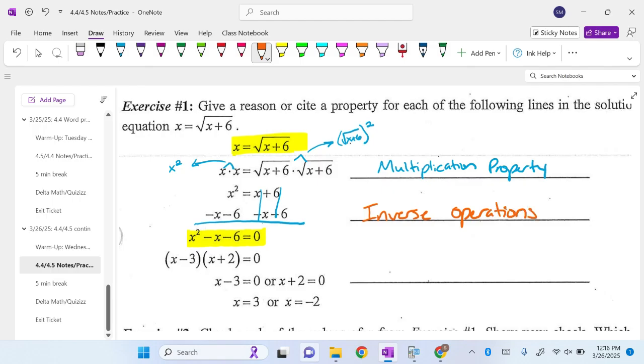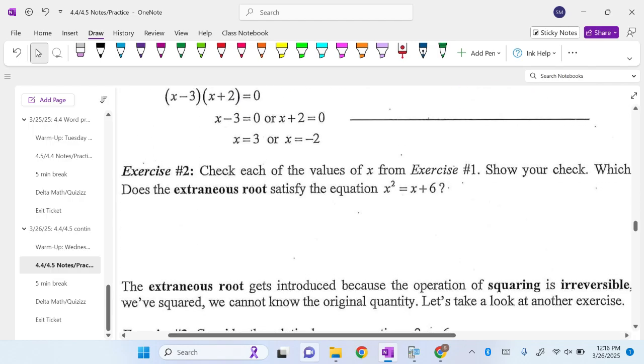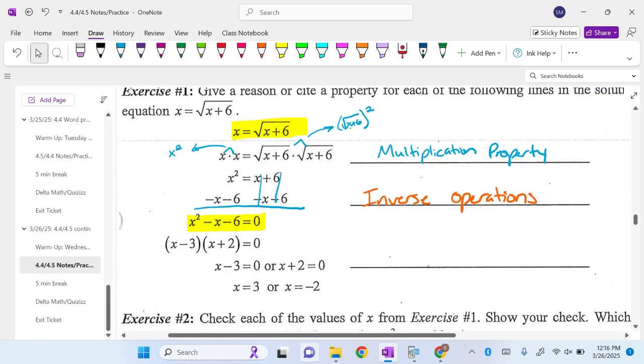They're just using inverse operations, or opposite operations, to move things over to the other side, so we get one side equal to 0. They then factor this expression to be x minus 3, x plus 2. And then they set both of them equal to 0. What property allows us to set both of these equal to 0? Yes?